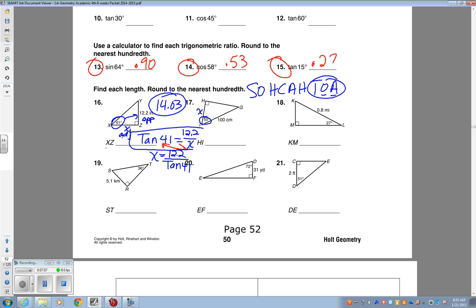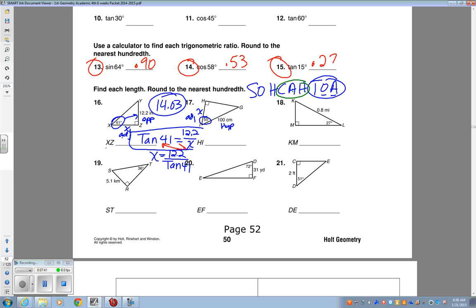Adjacent. Who's adjacent? X is adjacent. No, x is not always adjacent. It depends on where it's at. Adjacent means it's next to the angle. Now I have to label another part. What's the 100? So label that hypotenuse. Then you look at which trig function deals with an adjacent and a hypotenuse. The C, right here, cosine, because it has an A and an H, right next to each other.